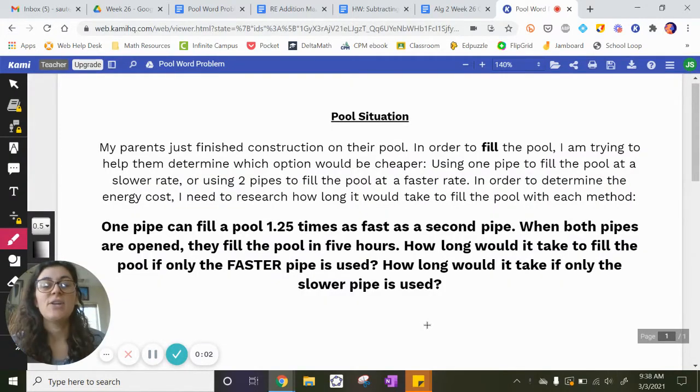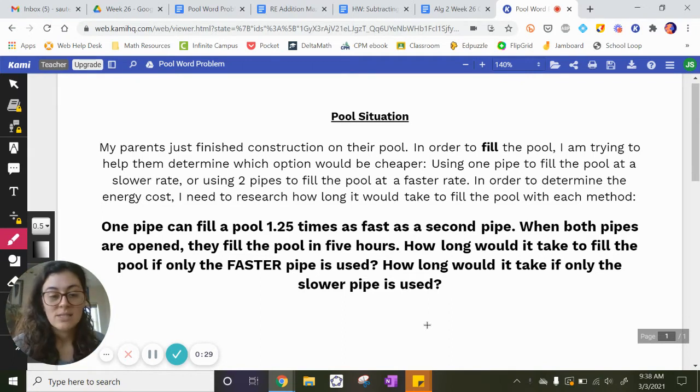Hi everyone! So for part of our homework today, I wanted us to go through another real-world application of adding rational expressions. And this is actually something that came up in my life recently. So my parents just got a pool in their backyard. So now when I go home, I can go swim in a pool, which is really exciting. But once you finish a pool, you have to fill it with water. And it's up to the person who owns the pool to fill it.